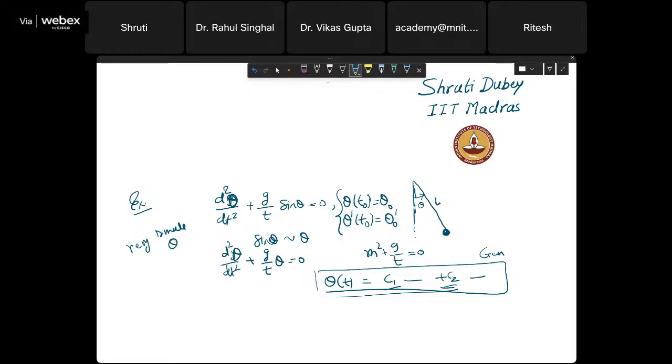And an equation like this, along with the two initial conditions in the case of a second order equation, we call the initial value problem, right? So this is one thing.